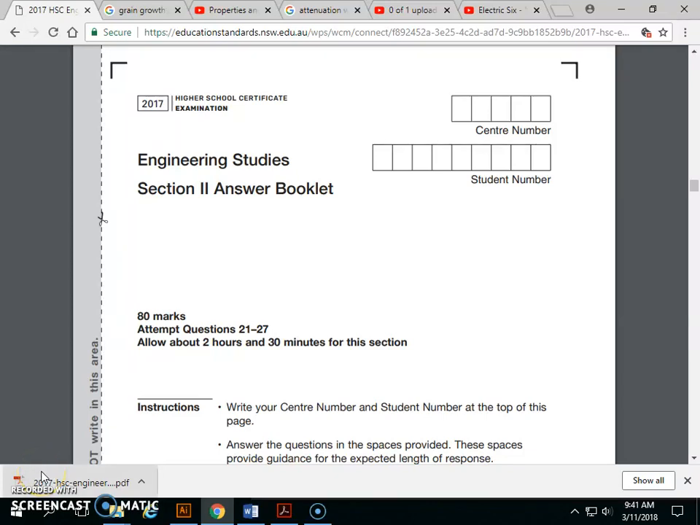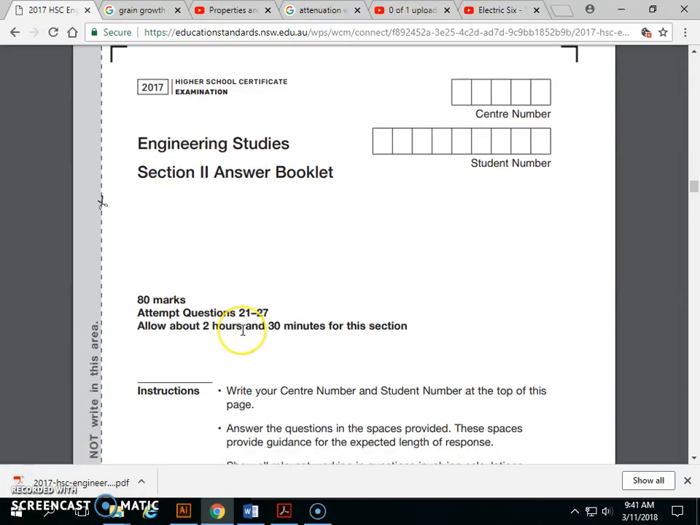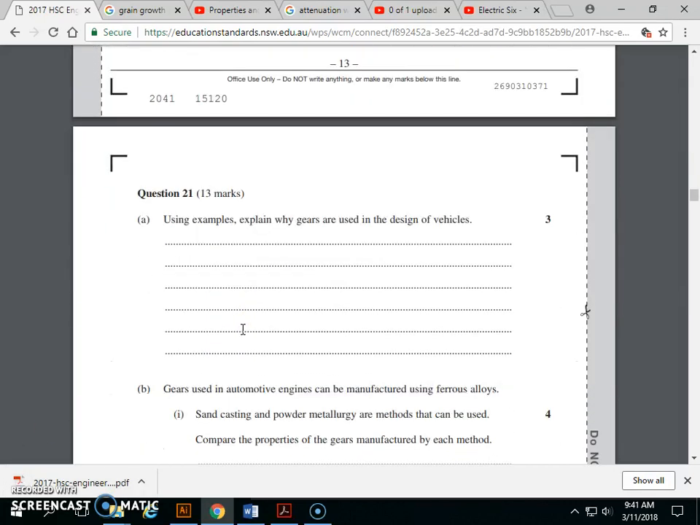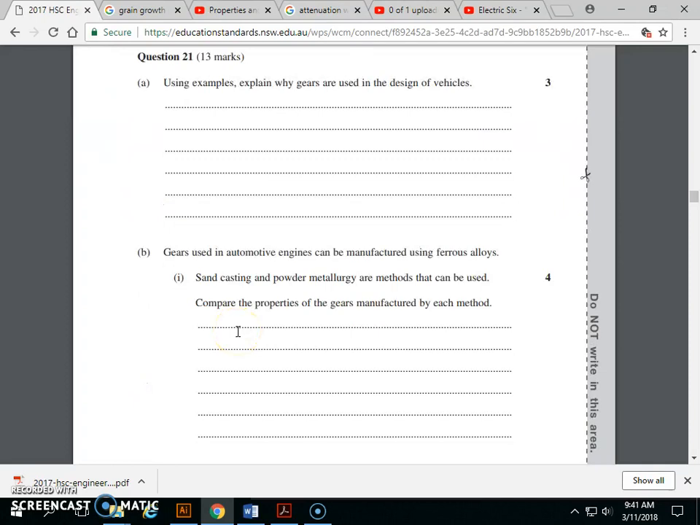This is part 3 of my 2017 HSC Engineering Studies HSC exam answers. We're now on to the short answer questions, or the standard answer questions, not multiple choice. Okay, so question 21, part A. Using examples, explain why gears are used in the design of vehicles.